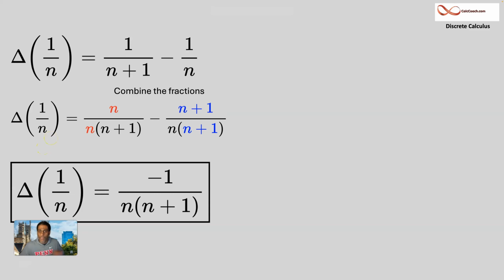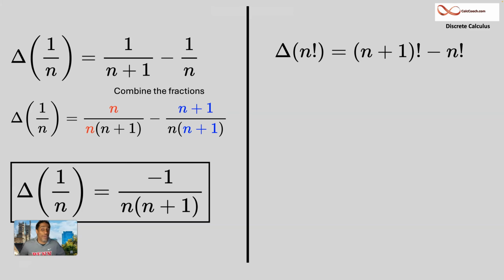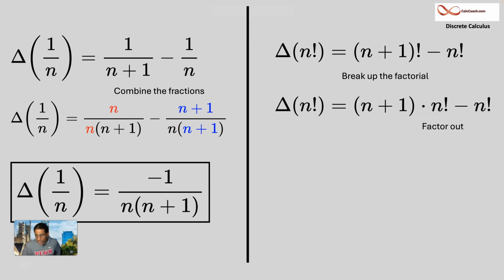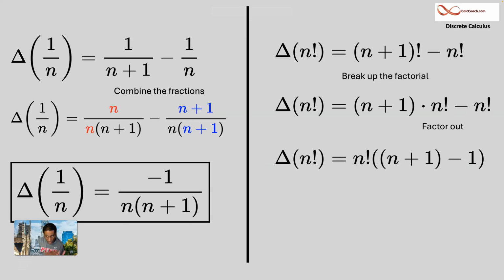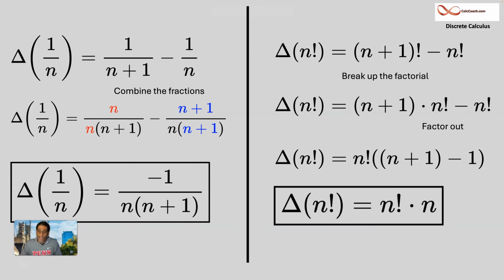Okay, great. How about the forward difference applied to n factorial? So we take (n plus 1) factorial minus n factorial. All right, well, we're going to break up the factorial. If you have (n plus 1) factorial, that is (n plus 1) times n factorial. And so we can then factor out the n factorial and be left with the n plus 1 minus the 1. The two ones cancel. And when you apply the forward difference to n factorial, you get n factorial back times n.